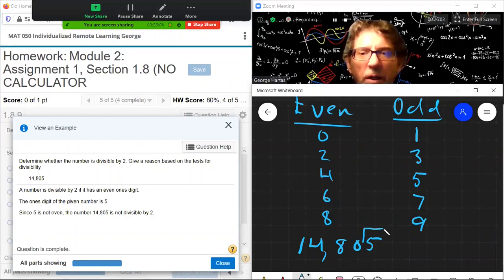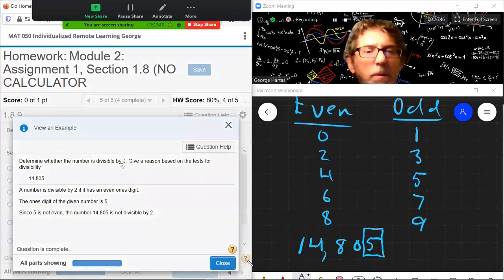I'm zeroing in on the ones digit. So, is it even or odd? Well, it's 5, which means it's odd. If the number is an odd number, it is not divisible by 2. If this digit here would have been any of these here, it would have made it an even number, and it would have been divisible by 2. So if a number ends in 0, 2, 4, 6, 8, it is divisible by 2 because it is an even number. That's what they're saying here.